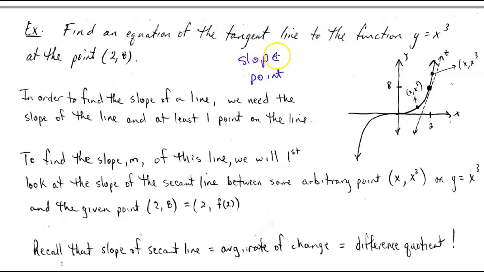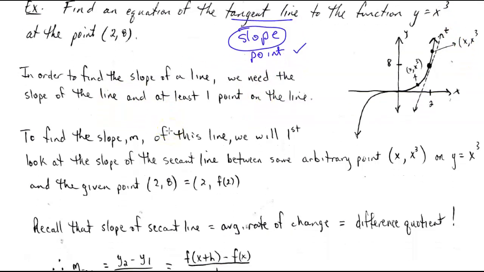And in this case, since we're already given the point, our main goal here is to find out what the slope of this particular line is, or the slope of this line T that we're talking about here. All right, so let's go ahead and get started with this example here.